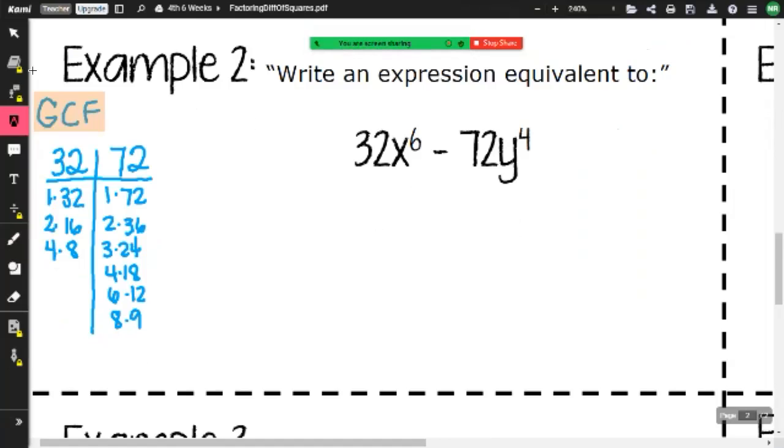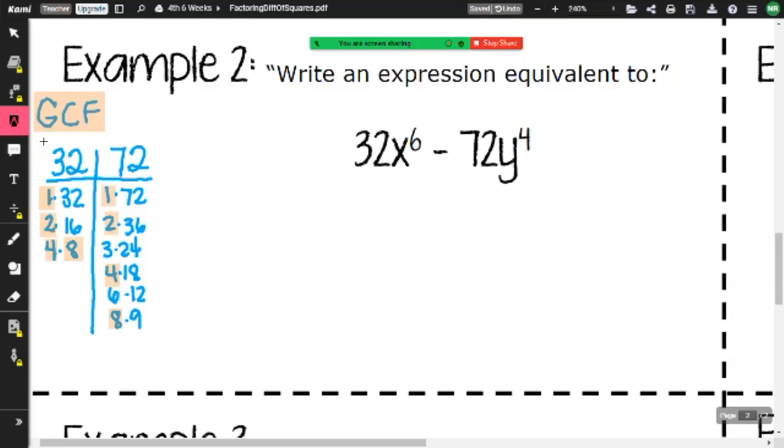What is C? Common. Now we got to find the ones they have in common. We always want to start with the 1. They're always going to have the 1 in common. Anything else? They have the 2 in common. Anything else? And then also the 8.